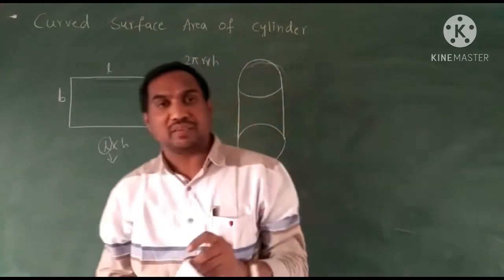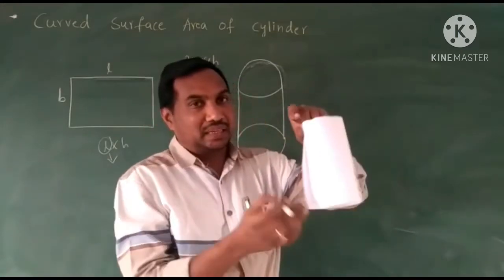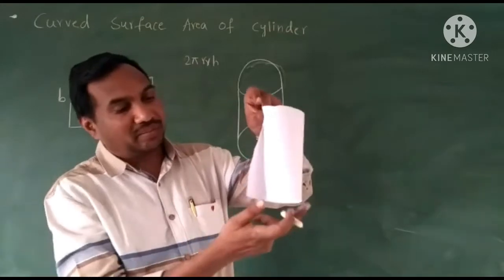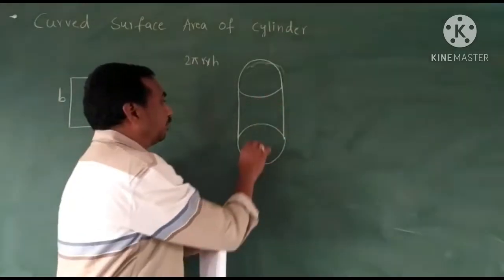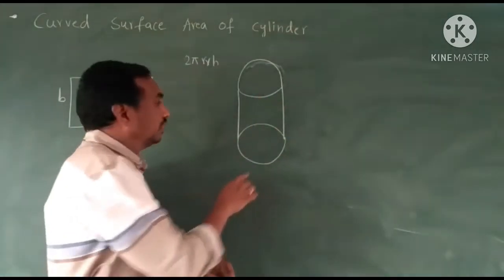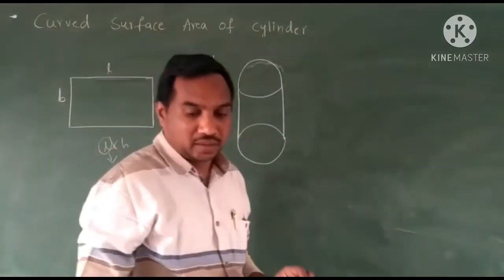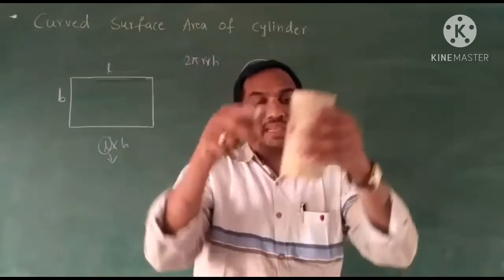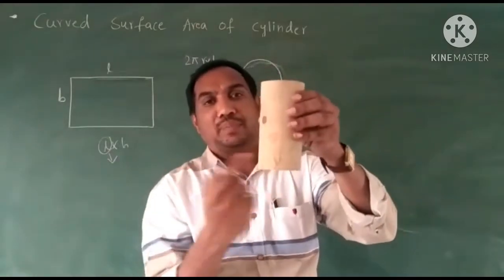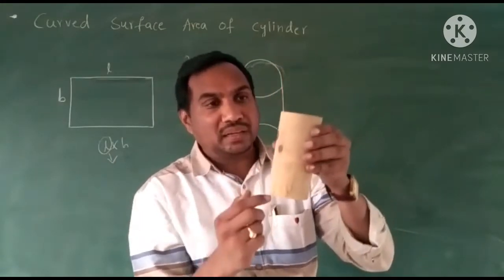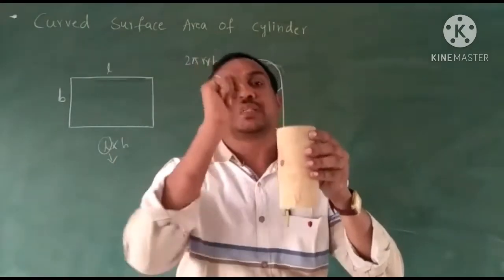So in another way we can say that it is the perimeter of the base into height. Earlier we discussed the perimeter of the base is 2 pi r because the base is in the shape of a circle. That is 2 pi r into height. Because if I am cutting this into pieces, every piece is in the shape of a circle. So this is 2 pi r with height h, 2 pi r into h.